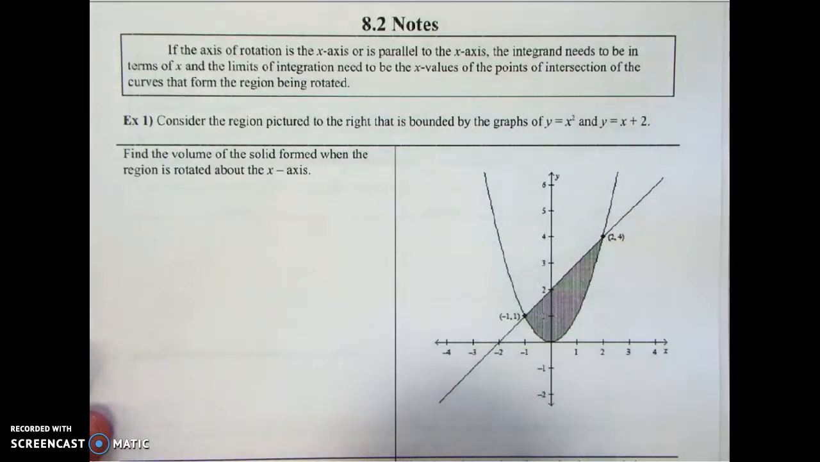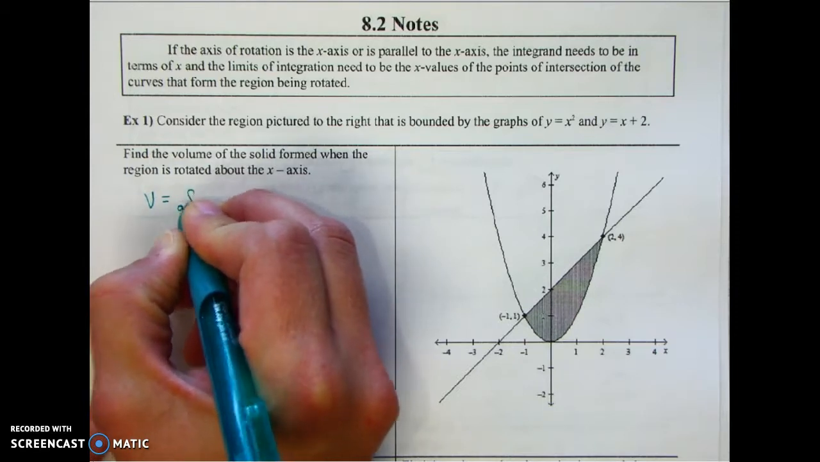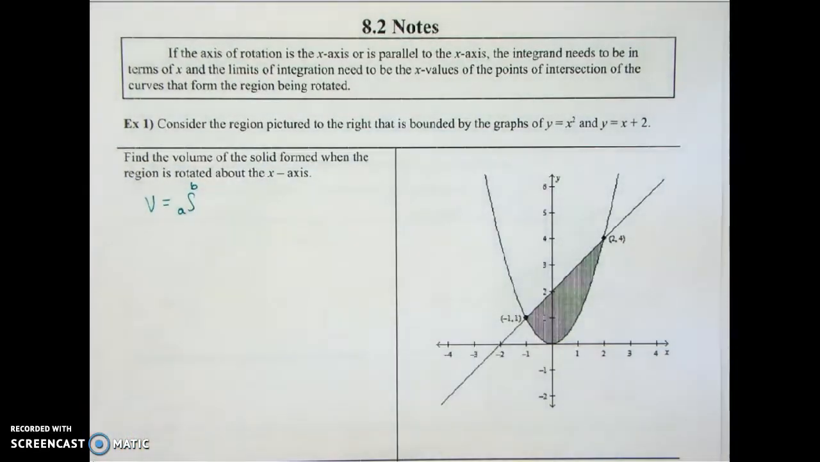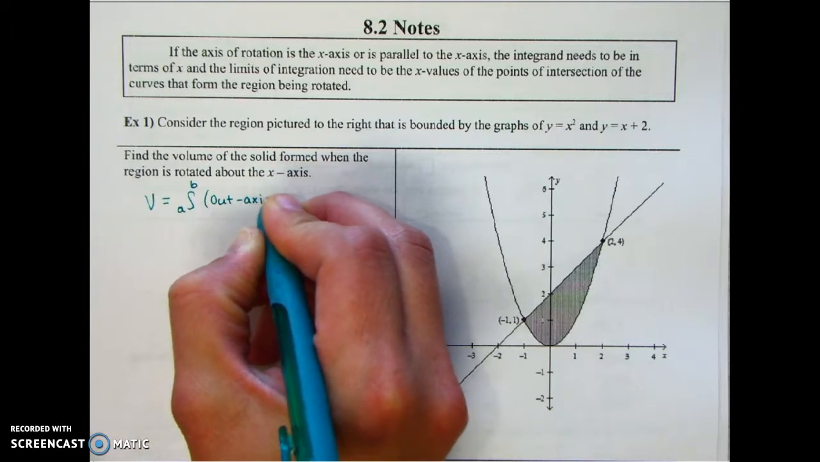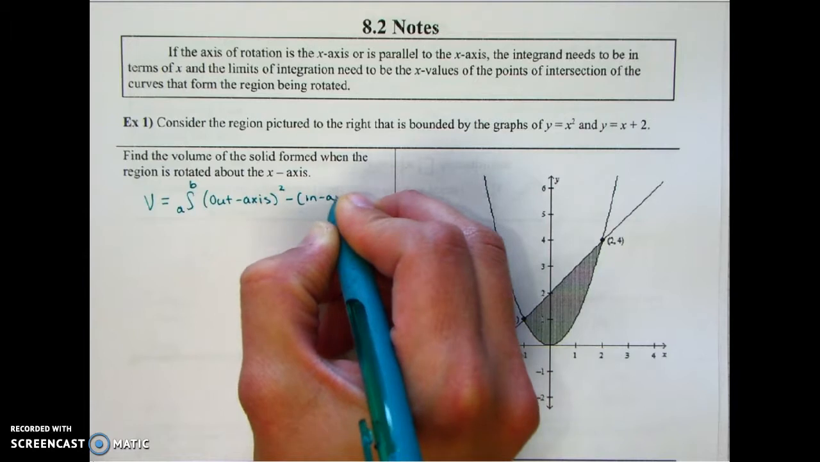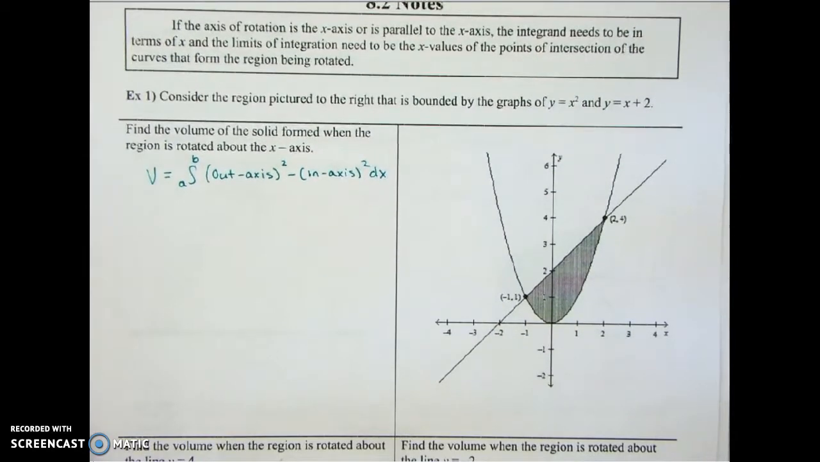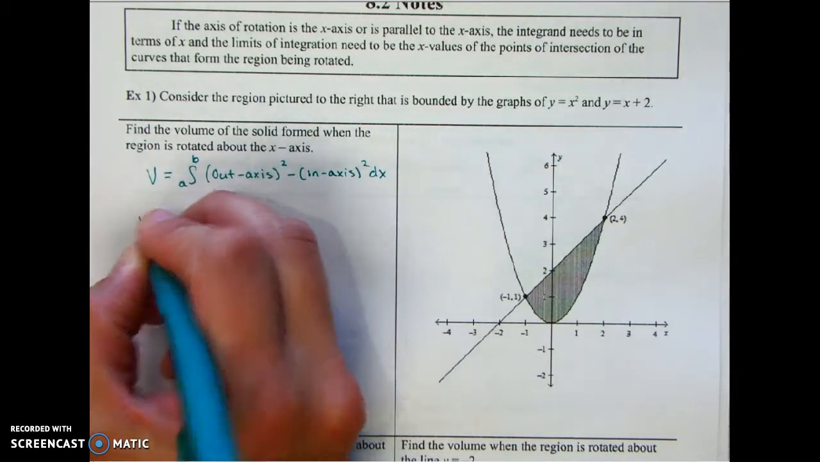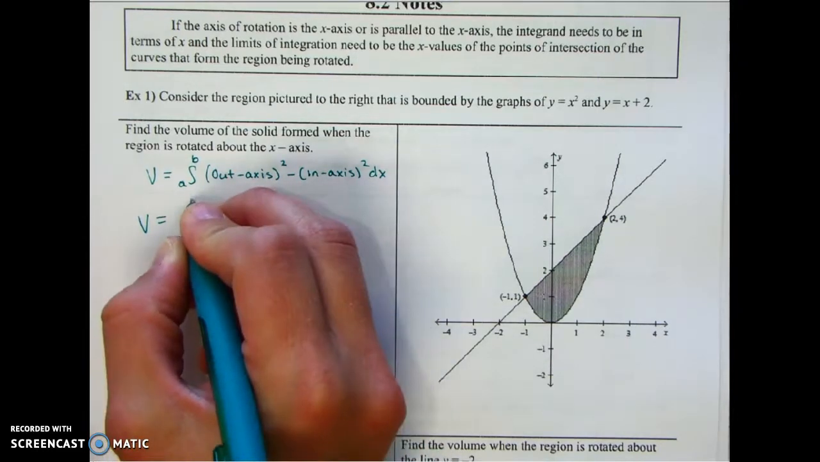So what we're going to do is write the volume formula. The volume formula goes from a to b, and it's going to be the outer function minus the axis of rotation, squared, minus the inner function minus the axis of rotation, squared. Okay, so for the volume of this one, we're going from the x values. That's what you're going to use, -1 to 2.